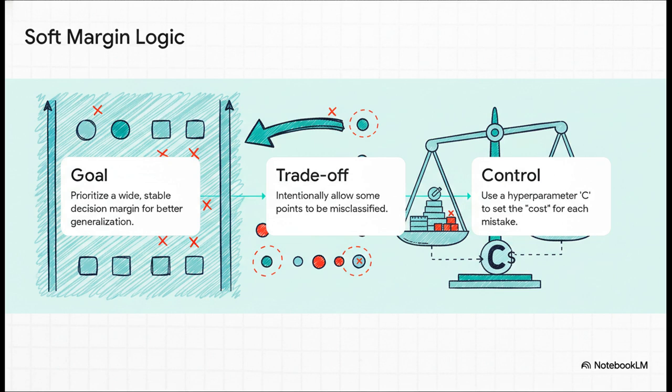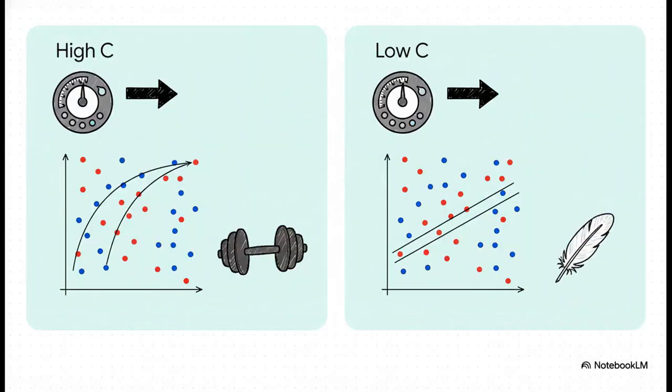Second, we make a trade-off. We consciously decide to let some points be misclassified. And third, and this is the magic part, we control this whole trade-off using a special setting called a hyperparameter. It's called C, and you can think of it as a knob that sets the cost or the penalty for each mistake. So this C parameter really is just like a dial you can turn.